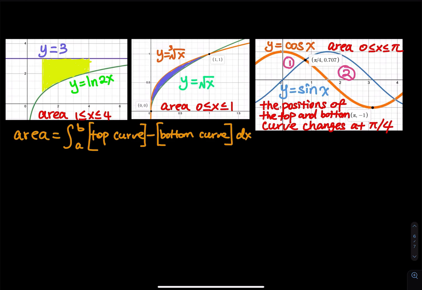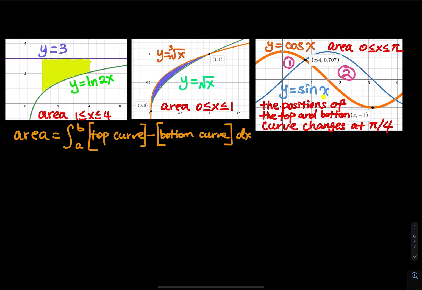I have three pictures. In each picture, I give you two functions. I would like to find the area between those two functions. So for example, the first one, I have y equals 3 and y equals ln of 2x. I want to find the area where x goes from 1 to 4. And then I have a cube root and a square root, and then the third one is pretty special. I have a cosine and a sine.